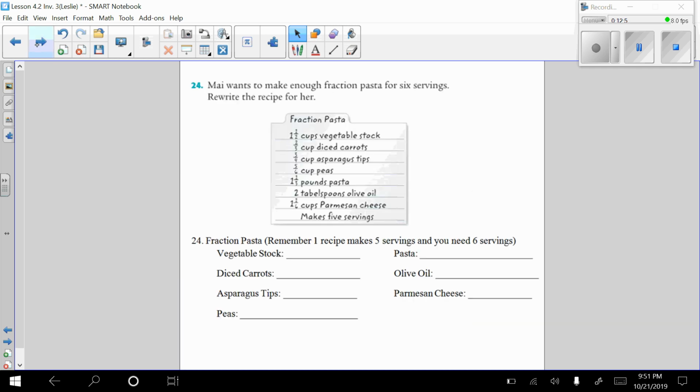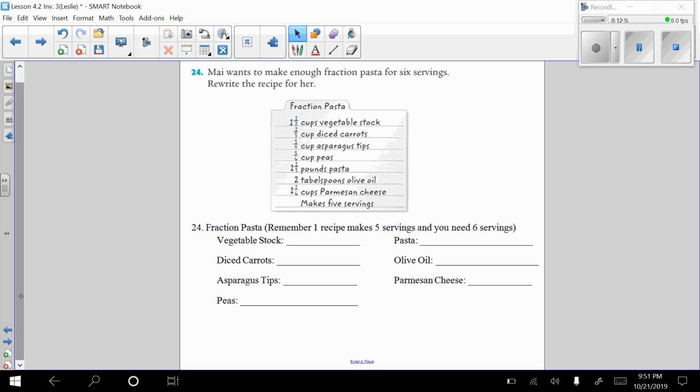The last one in here is another recipe. This recipe is a little tricky. The recipe that we have here serves 5 people, but I need to serve 6. So what am I going to multiply these by to get to 6 people? Well, the first thing says vegetable stock. Well, how much vegetable stock do I have? 1 1/2 cup is needed to serve 5. How much do I need to serve 6?